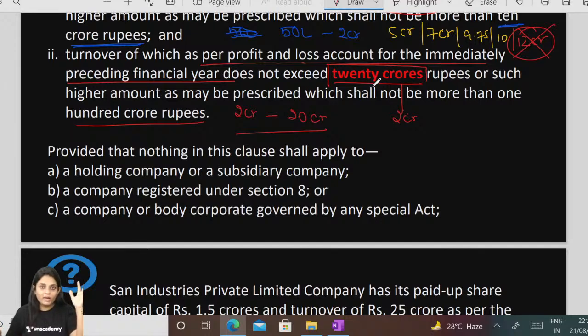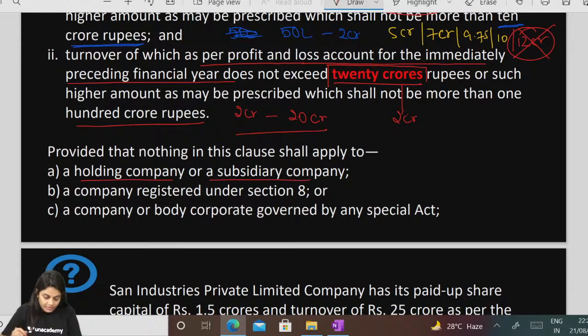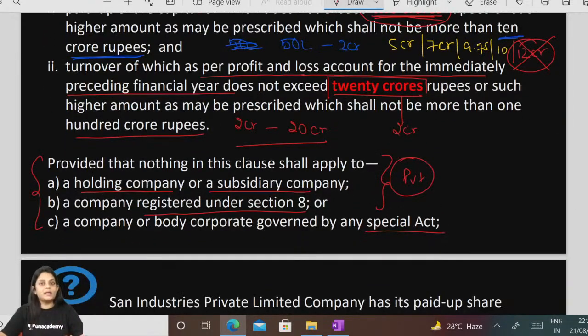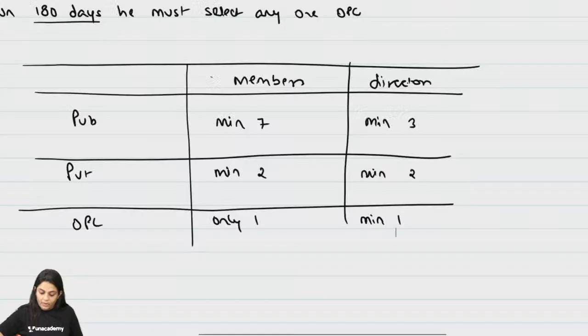Did everyone understand this? However, nothing in this clause shall apply to a holding company or a subsidiary company, a company registered under section 8, or a company or a body corporate governed by any special act like insurance, banking. So basically, even if they are private companies, and even if they fulfill these two criteria also, they will still not be considered as a small company.